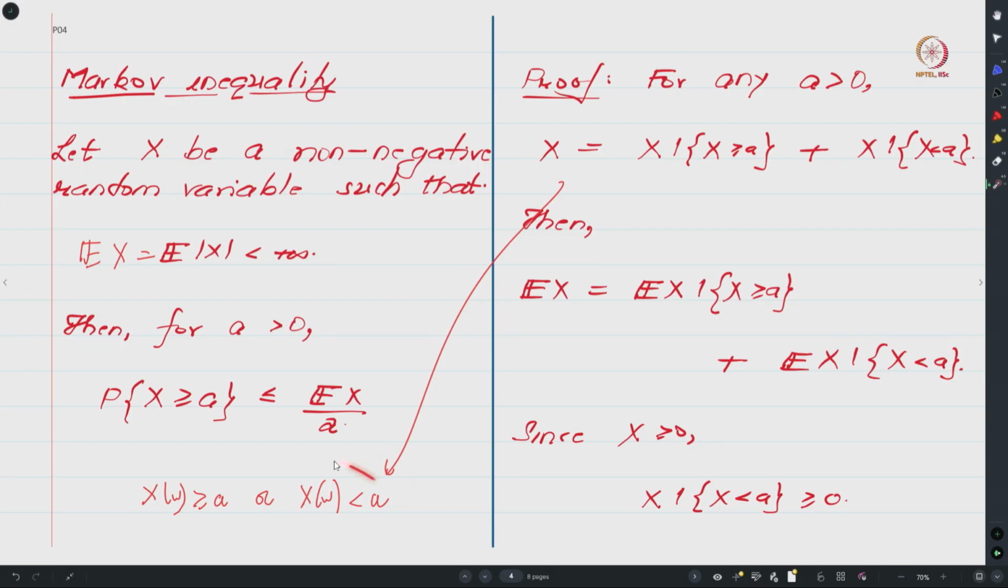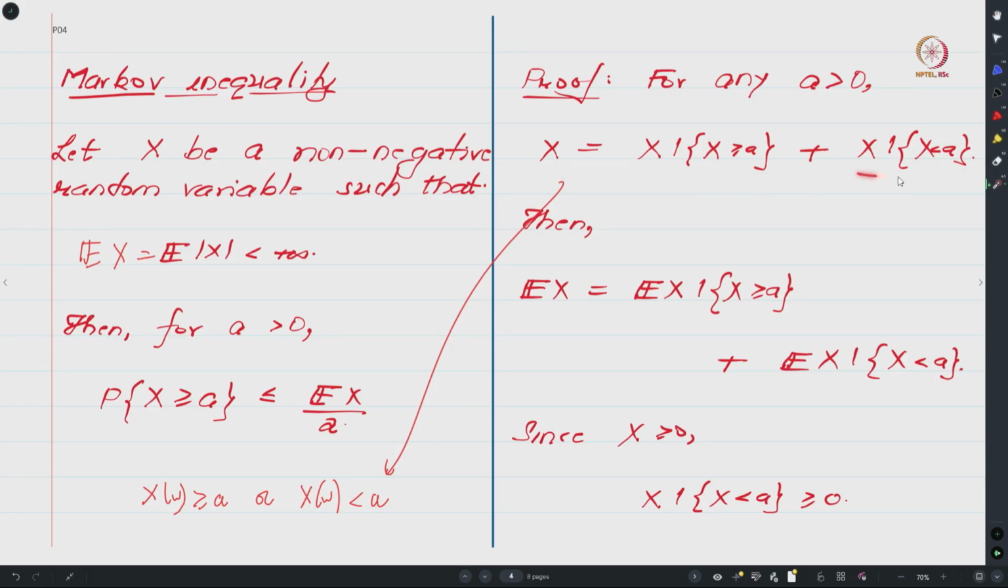On the other hand, when x of omega is strictly less than a, then this indicator will be 0, whereas this indicator will be 1, and hence x of omega will equal x of omega times 1, and hence this equality will hold in this case. Now for any omega, x of omega can either be bigger than a or less than a, and hence one can conclude that this equality holds, right.